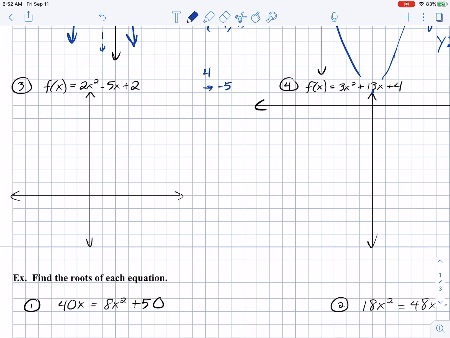Okay, I'll give you guys some time to solve this. Video will pause. You want the zeros, the vertex, and then graph.